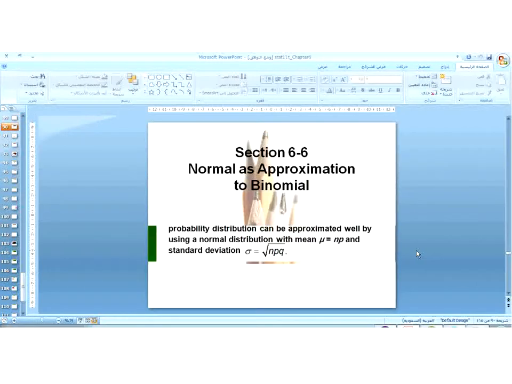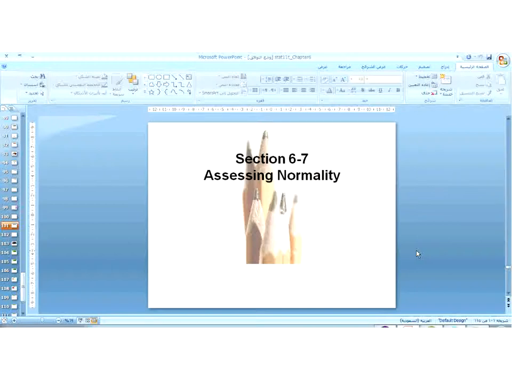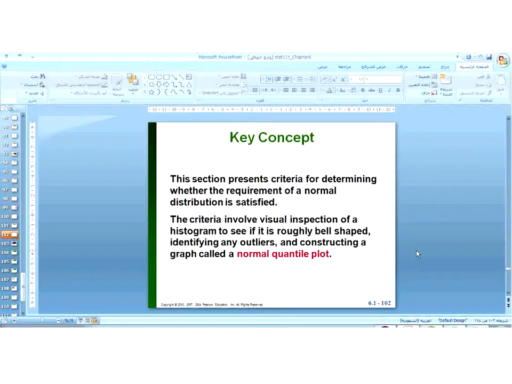So section 6, as we said, is deleted, and what remains is the last section, 6, assessing normality. This section presents criteria for determining whether the requirement of a normal distribution is satisfied or not. The criteria involve visual inspection of a histogram. We will see how to use the histogram to see if it is bell shaped or not, identify any outliers, and constructing a graph called a normal quantile plot.